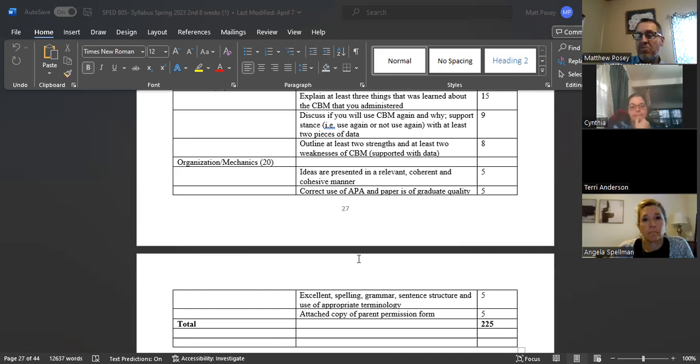So make sure you attach the permission form. Again, remember this assignment has the most points assigned to it. There's 225. I just want to make sure everyone clearly understood that. Again, are there any questions over that before I move forward and start talking a little bit about the portfolio?